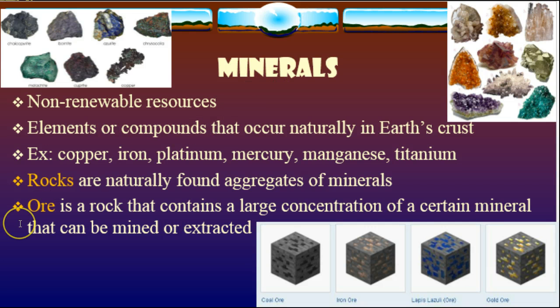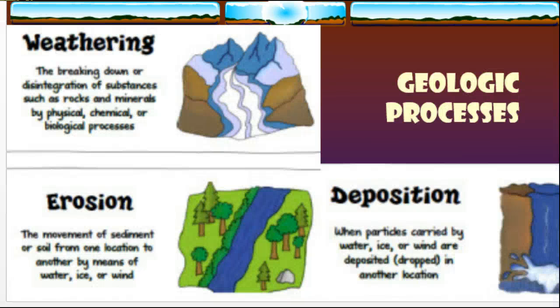So things like copper, iron, platinum, mercury, manganese, titanium, those are all minerals. Rocks are a mix of those. So you have a rock, you have multiple different minerals that are all kind of compacted together. And an ore, anybody who's ever played Minecraft knows that you can get a mineral out of an ore. So it's a rock that has a large concentration of one particular mineral, so these ores are going to be collected and then mined, and then the mineral is going to be extracted from that ore.